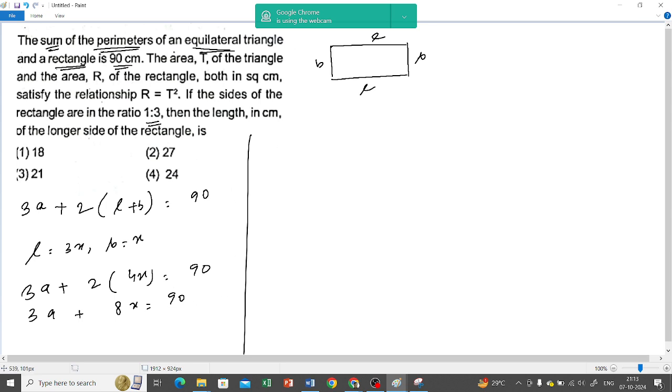Now it is given that the area t of the triangle and the area r of the rectangle, both in square centimeter, satisfy this relation. So what is the area of the rectangle? That is x into 3x, right? That is equals to area of this equilateral triangle, that is root 3 by 4 a square. What is a square? A square is as it is a square. That is 3x square is equals to root 3 by 4 a square, right? If I square both sides, x to the power 4 is equals to 3.